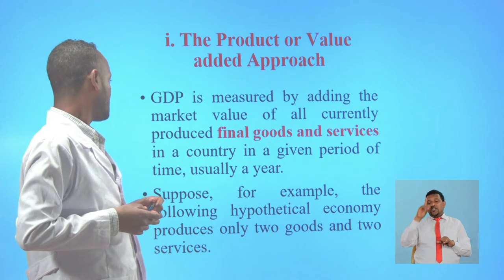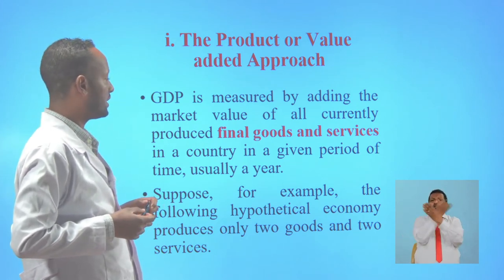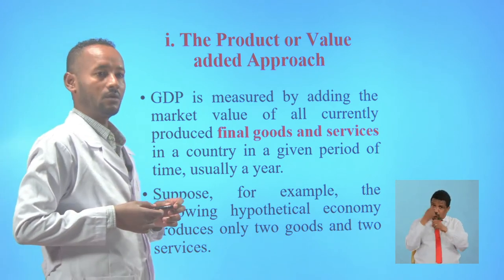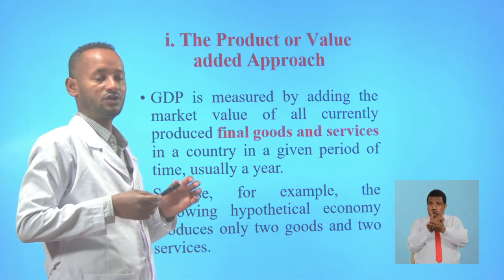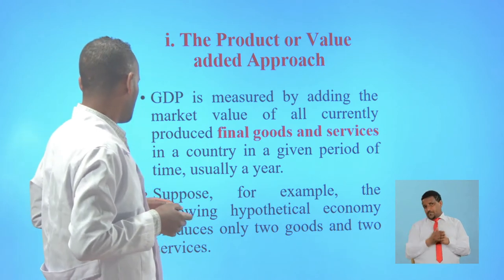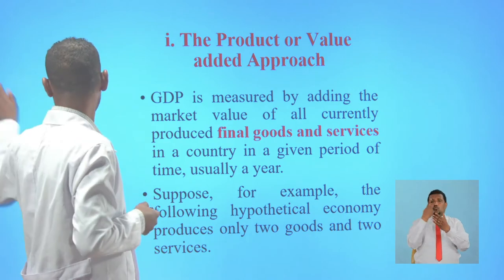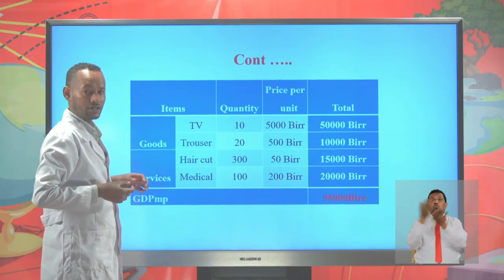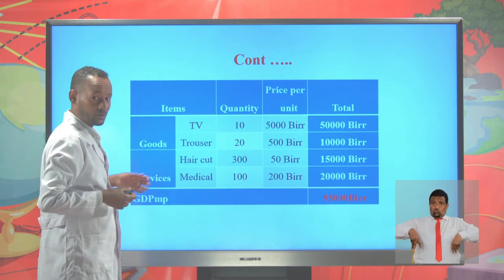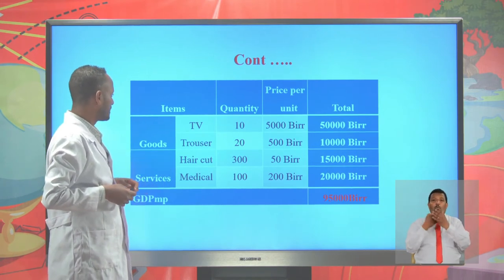GDP is measured by adding the market value of all currently produced final goods and services in a country in a given period of time, usually a year. Simply by adding the market value of all the outputs produced in an economy, we can measure GDP. Suppose, for example, the following hypothetical economy produces only two goods and two services. The goods produced in this hypothetical economy are TV and trouser. And the services produced are haircuts and medical services.